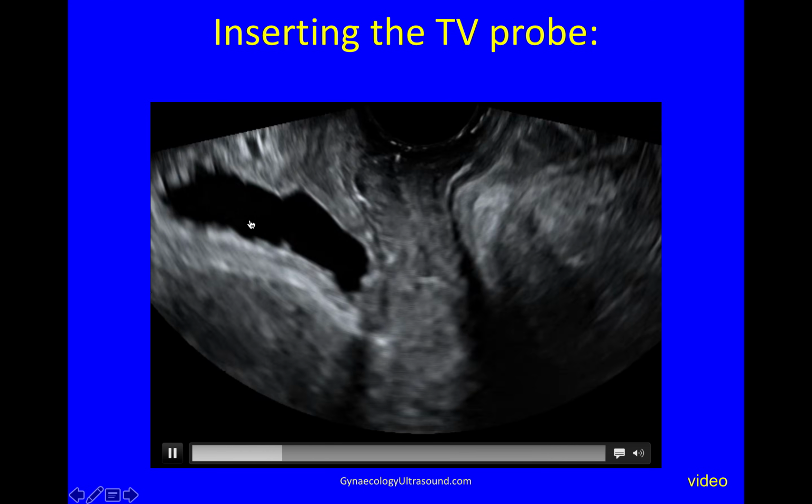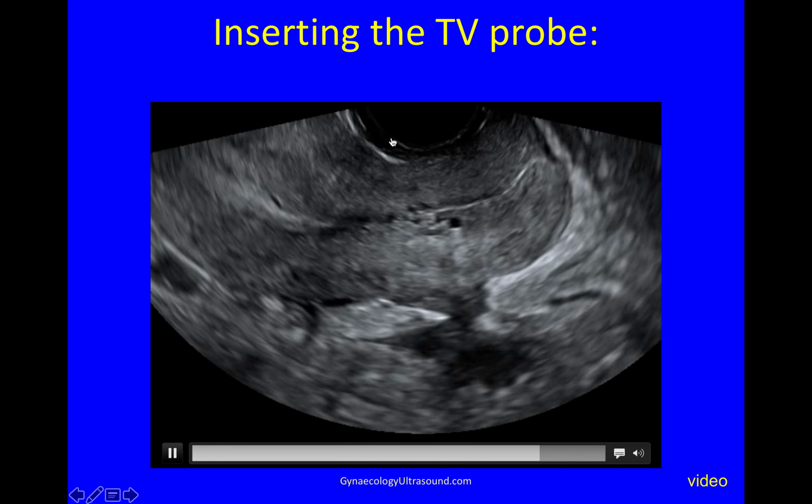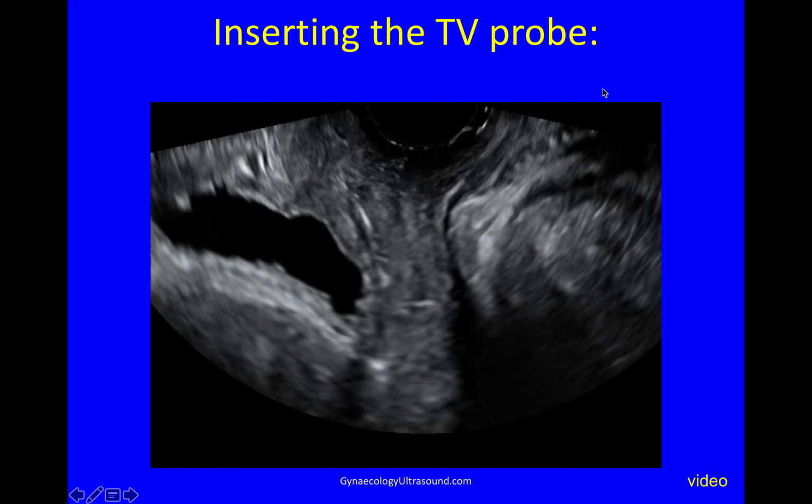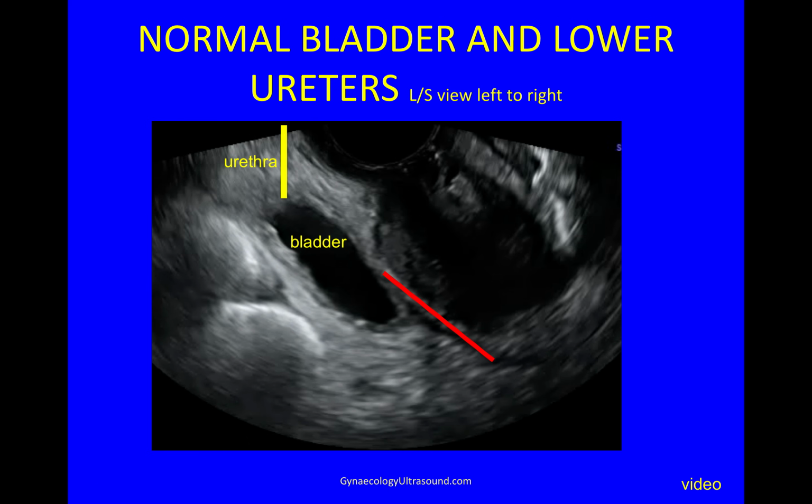Ignore that. There's the bladder. That was a bit of endometriosis. So that's inserting the probe, looking all the time. Look at the bladder. So what we're going to see is the urethra. We're going to see the bladder. That's a ureter coming into the bladder, and that's a bit of uterus.